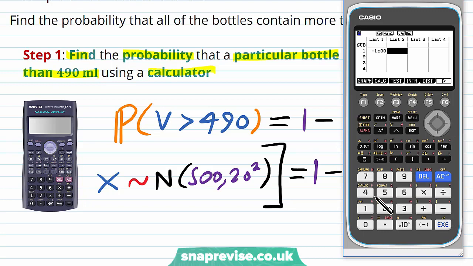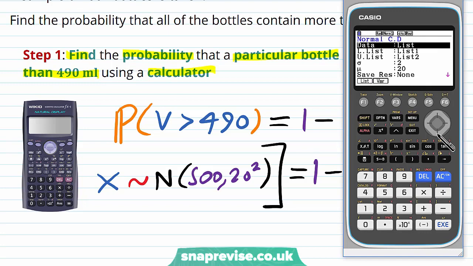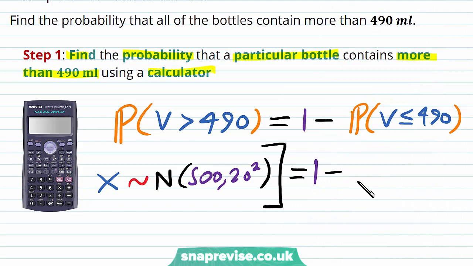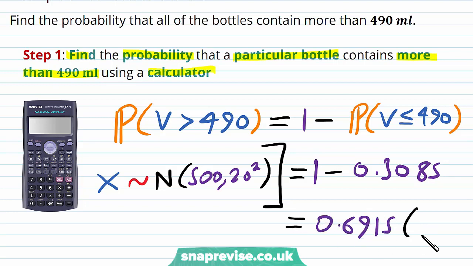Our upper point is going to be 490, and then we have our distribution, normal, NCD. The correct value of sigma is 20, and the correct value of mu is 500. We execute and we get our value 0.3085. So we have here 0.3085, and upon subtraction we get 0.6915, and this is to 4dp.